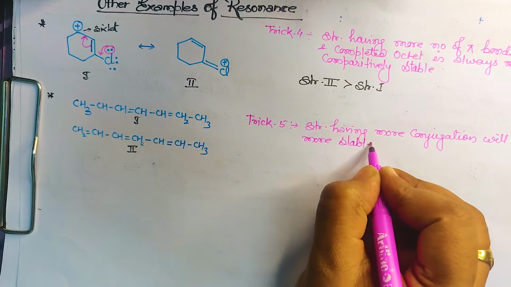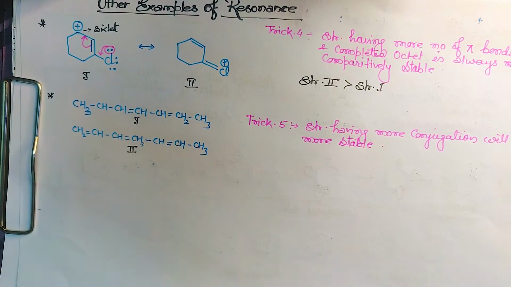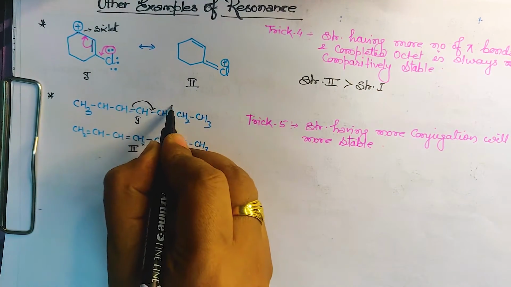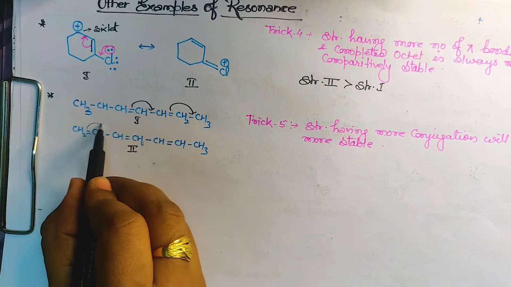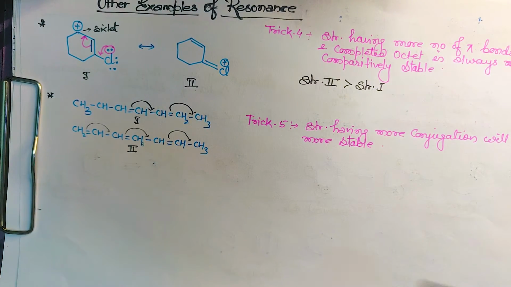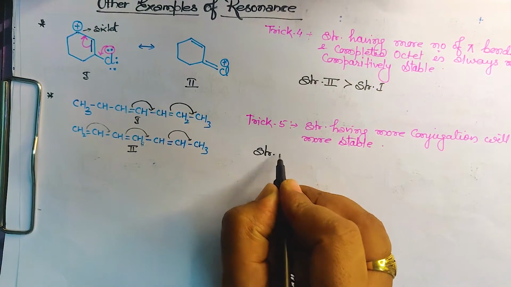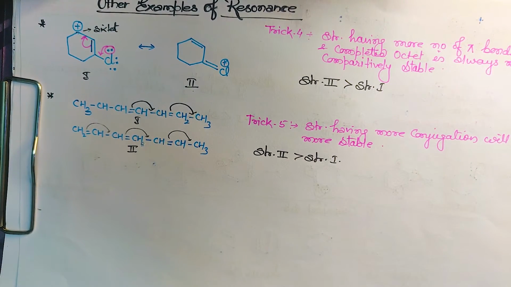Now very easily you can see here only one conjugation is there, like this one will shift over here, and this will shift over here. That is the conjugation possible. But in this case, this can shift over here, this can shift over here, this can shift over here. So how many conjugations? Three conjugations. Here only two. So that's why we'll say again that structure 2 is more stable than structure 1. Clear?